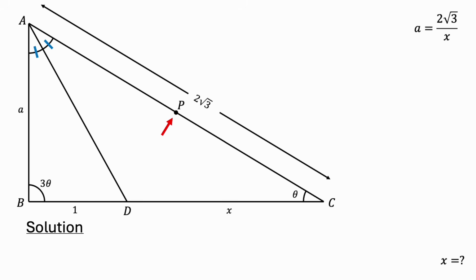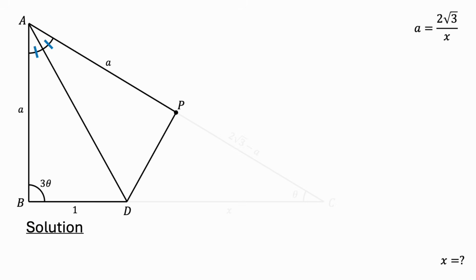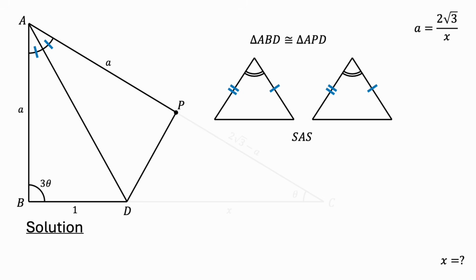Let P be on AC such that the length of AP equals a. Then the length of PC equals 2 square root 3 minus a. Join D to P and then consider triangle ABD and triangle APD. We claim that triangle ABD is congruent to triangle APD. Since AB equals AP, angle DAB equals angle DAP, and AD is common to both triangles, by the SAS congruency test, the two triangles are congruent.